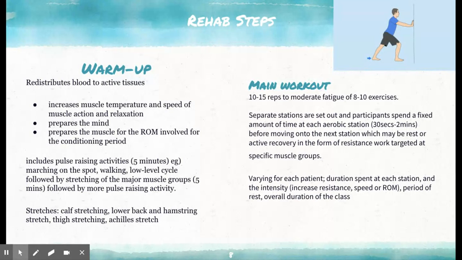And then for the main workout, you're going to do about 10 to 15 reps to moderate fatigue of 8 to 10 exercises. So then this is going to be separate stations set out, and participants spend a fixed amount of time at each station, around 30 seconds to 2 minutes. And then before moving on to the next station, there may be a rest or active recovery in the form of resistance work targeted at specific muscle groups.